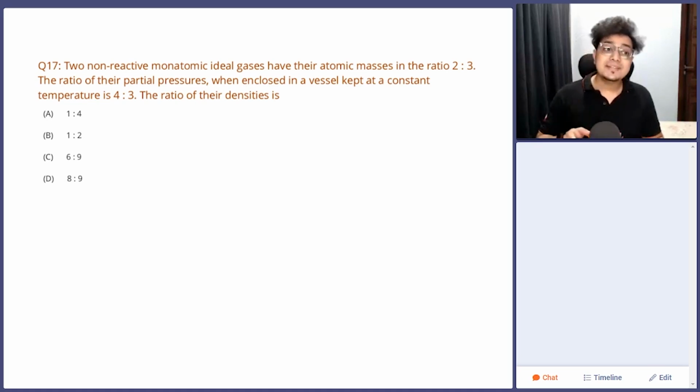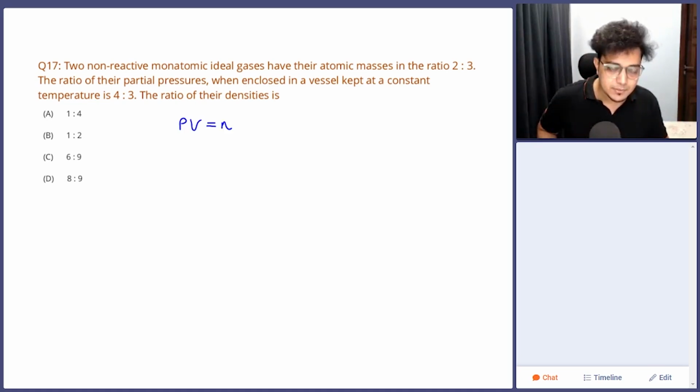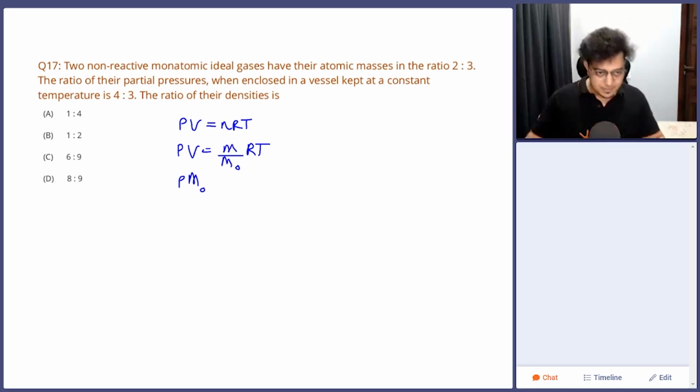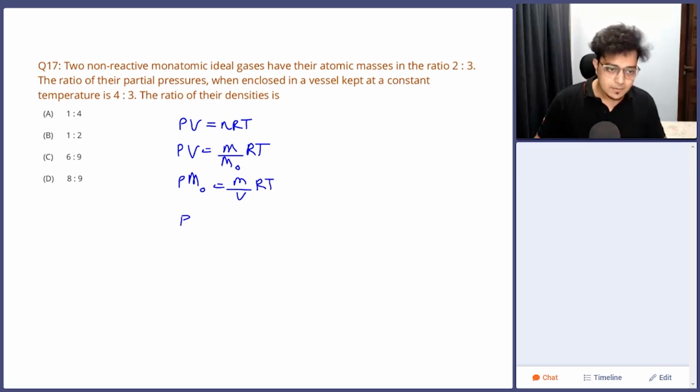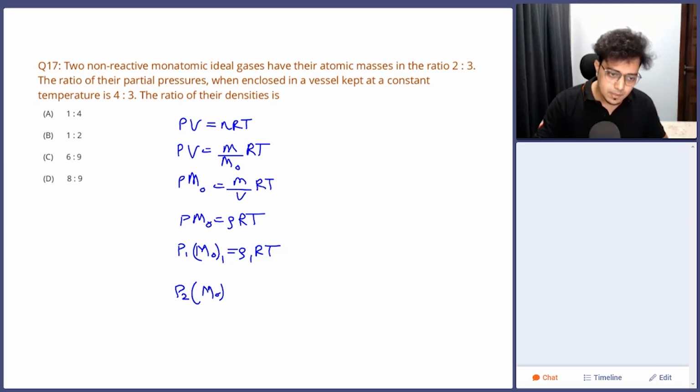So what we will do? We will start with the ideal gas equation. PV equal to nRT. But you know, n can be written as given mass upon molar mass. So if you rearrange this, molar mass comes in the numerator, and then this will be mass upon volume, R into T. This becomes density. So for the first gas, we can write P1 m0 1 equals rho 1 R T, and T is same. For the second gas, we can write P2 m0 2 equals rho 2 R T.